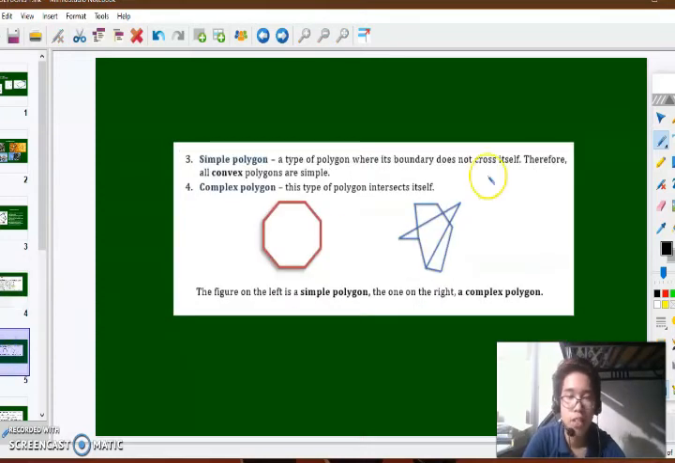So moving forward, we have a simple polygon. A simple polygon is a type of polygon where its boundaries do not cross itself. Therefore, all convex polygons are simple. So that means that the boundaries of a simple polygon do not cross itself. So for this octagon figure right here, this 8-sided figure, it does not have sides that cross itself. But for a complex polygon, this type of polygon intersects itself. So this complex polygon right here can intersect its sides here, or at this part, or at this part, or any type of parts of the given complex polygon.